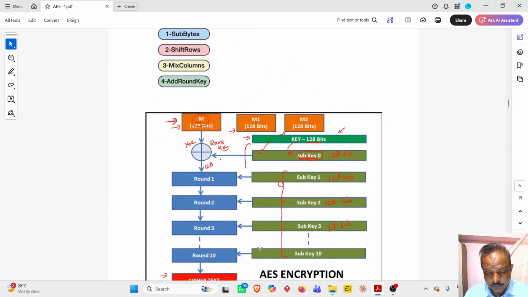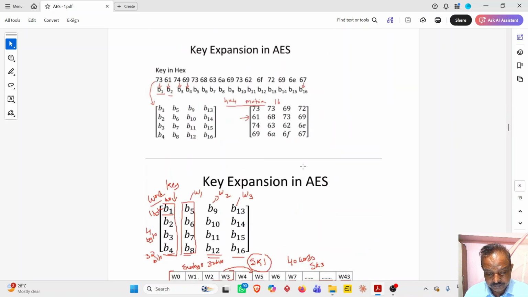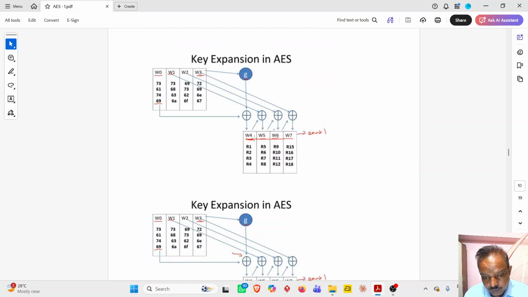This G of W3, we got it. In these things, whatever we got there, we have gone for one rotation, we have gone for substitution, and then we have gone for exclusive OR with all the things, and that becomes the new word W4. Okay. And this W4, when we go for exclusive OR with W1, that becomes W5. This W5 exclusive OR with W2, and all like that things happen.